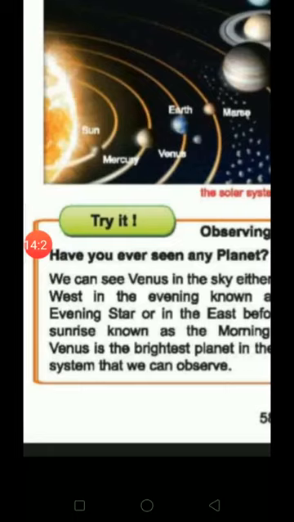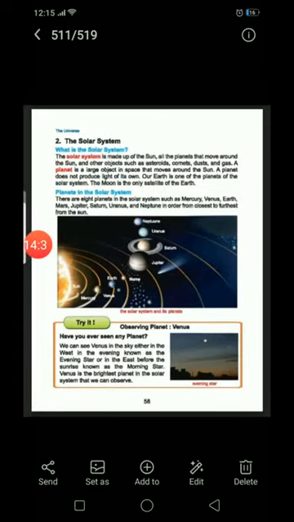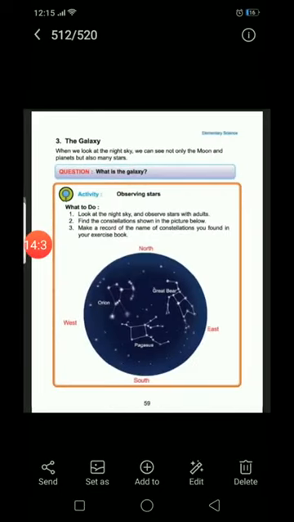So for this brightness, the hotness, any animal cannot live here. Okay. Now go to the next page, page number 59. Look, if you see the night sky, what can you see? You can see different stars, but very small, isn't it?